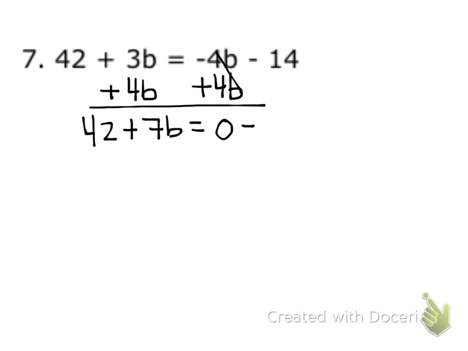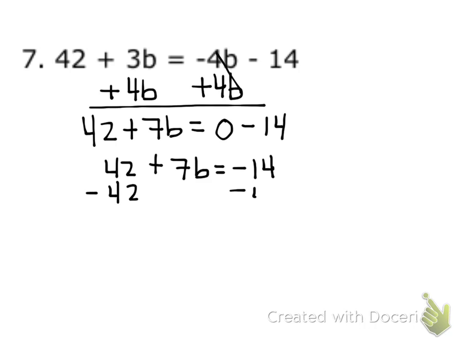So 42 plus 7b equals 0 minus 14. So just to rewrite that, 42 plus 7b equals negative 14. Don't lose that negative. Now I'm going to subtract 42 from both sides.